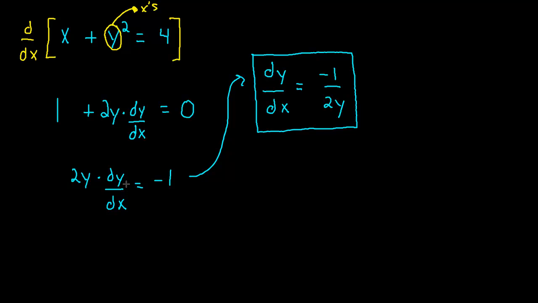Okay, so let's look at another example, a slightly more complicated one. And here it is. Let's do y cubed plus y squared minus 5y minus x squared, and all of this equals 3. How's that? Okay, so a little bit more complicated.